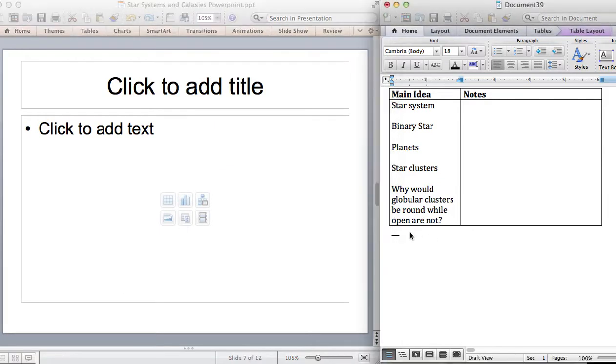So that brings us to the end of star clusters. You're going to write 3 questions that you have based on the notes. And I will see you in class tomorrow. We'll do a little lab looking at how we detect planets, and then we'll go on to talking about galaxies.